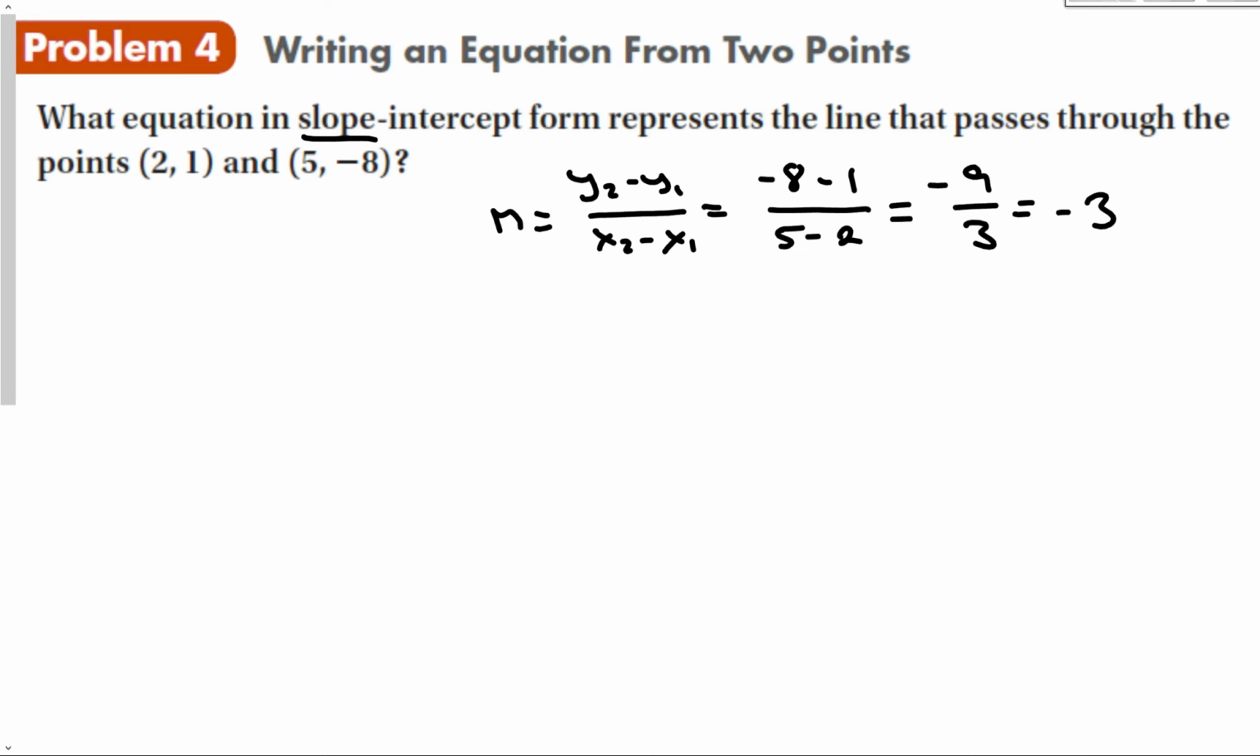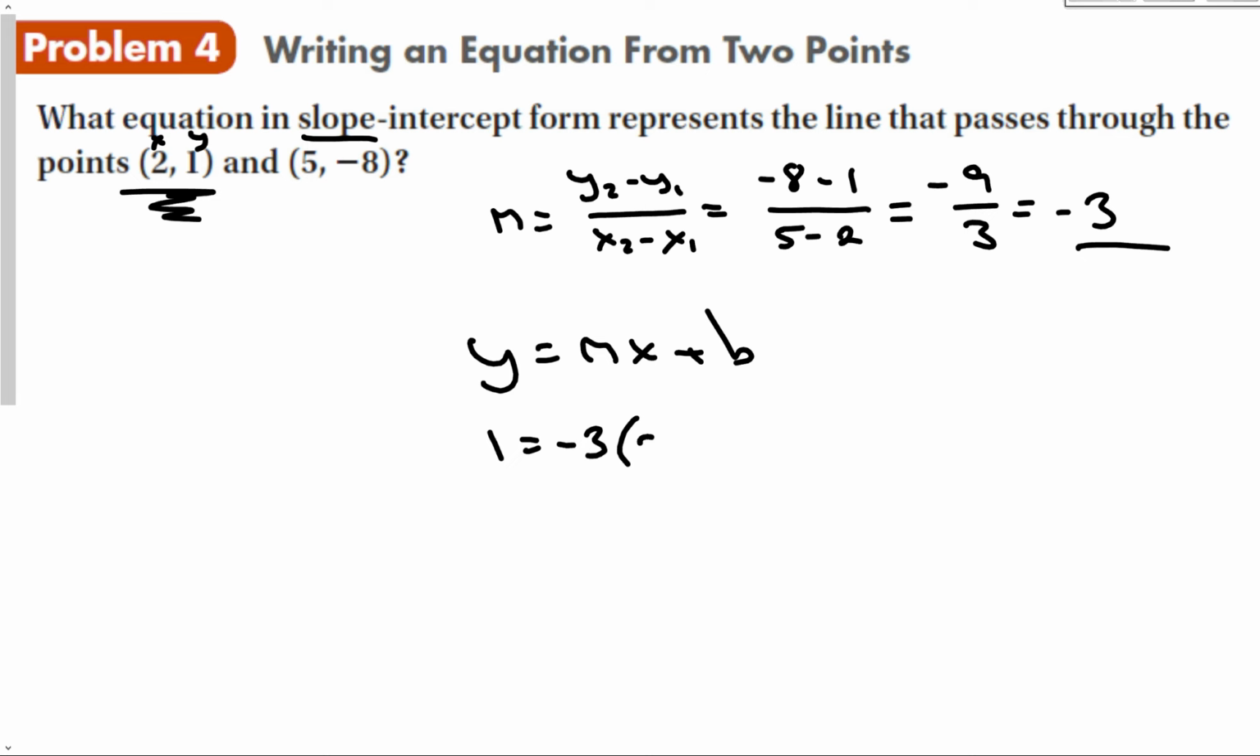Okay, so now I know my equation for slope-intercept form is y is equal to mx plus b. Well, if I use either one of these points, and let's use the easier one, smaller numbers, I know an x, I know a y, and I have the slope. Okay? That just leaves b. So let's plug it in and let's solve for b. So y is equal to 1. The slope is -3. X is 2. And now we have b.